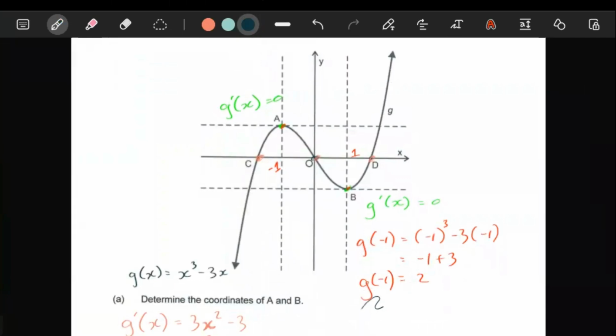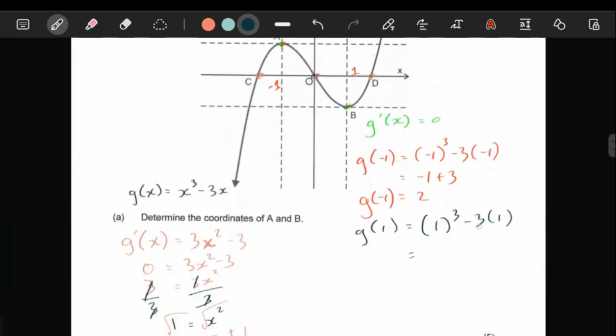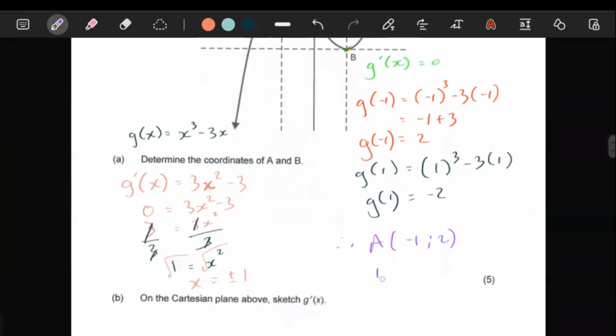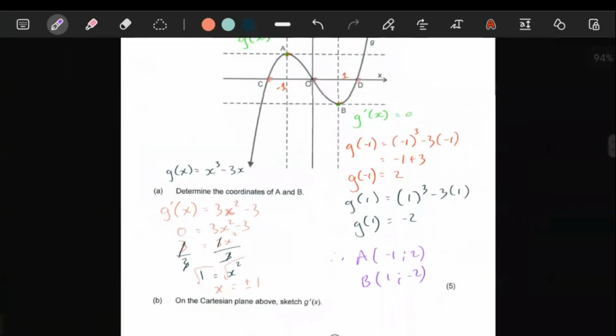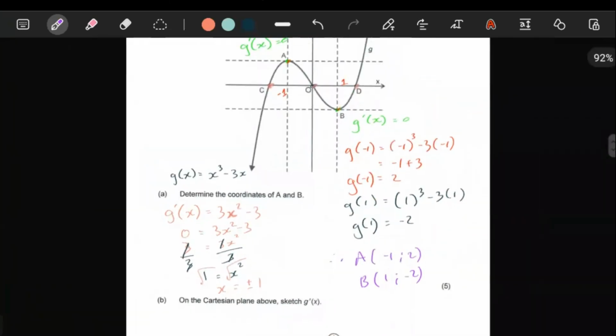For the other one, you're going to put a +1. 1 cubed is 1, minus 3, that's a -2. So here you're going to say, therefore, A is -1 and 2, B is +1 and -2. Great. It looks like the origin is going to be the point of inflection, but let's keep moving forward.